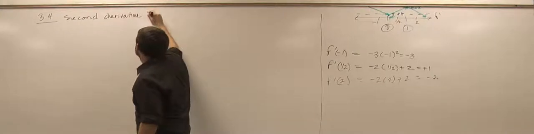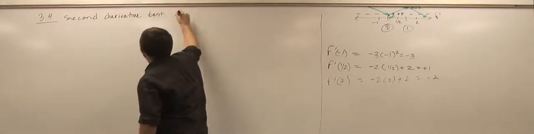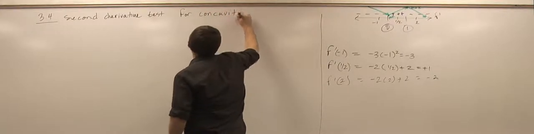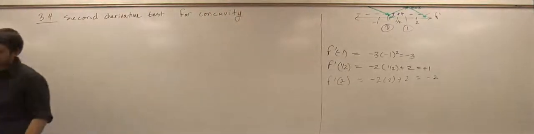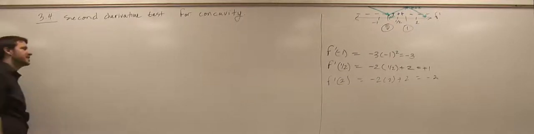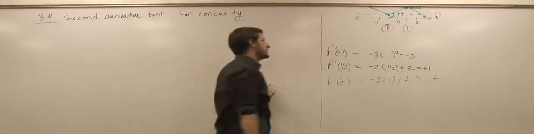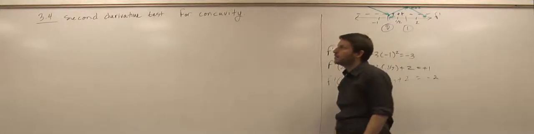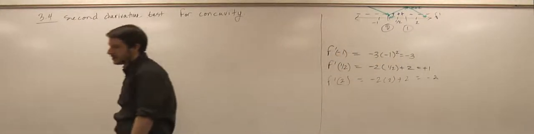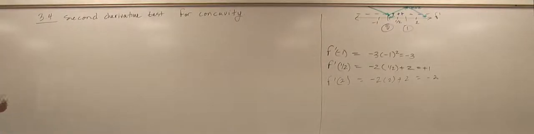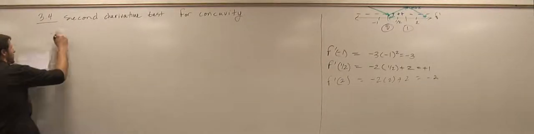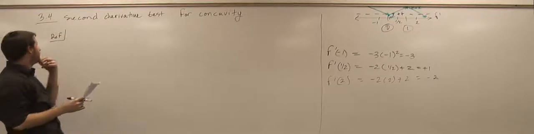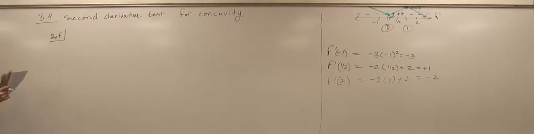So 3.4 is about the second derivative test for concavity. The first derivative test tells you about whether something's increasing or decreasing, and the second derivative test tells you about whether a function is concave up or concave down. So let me define those two terms. I'll give you kind of the greeny definition and then the more math definition.